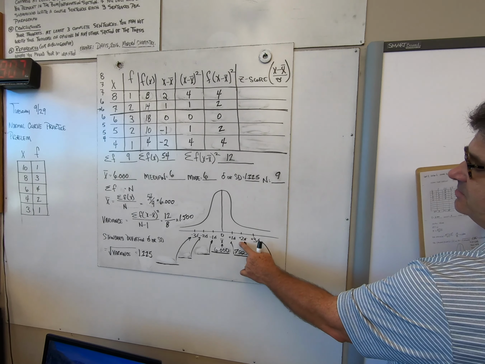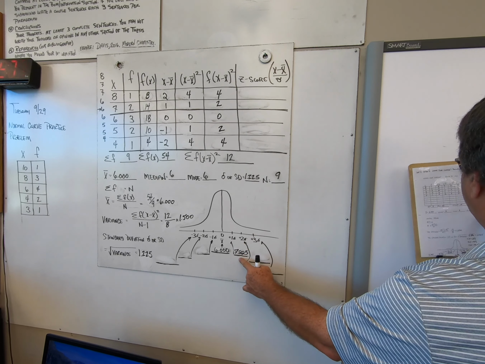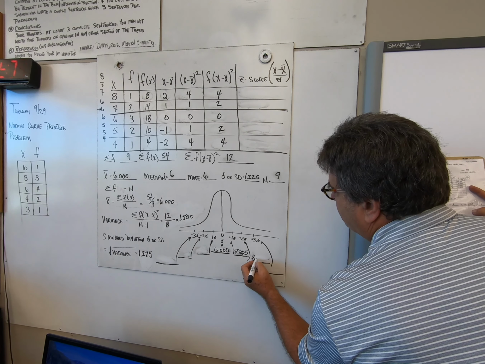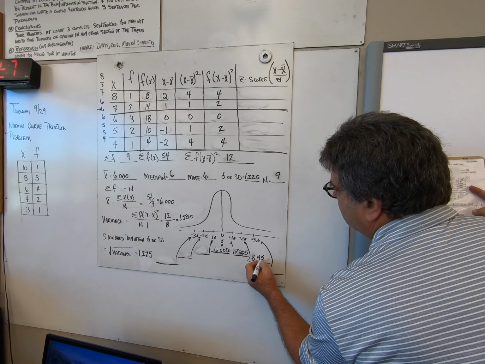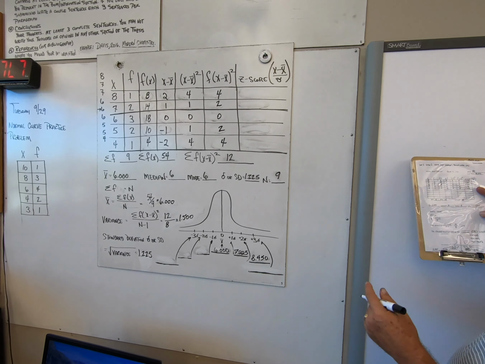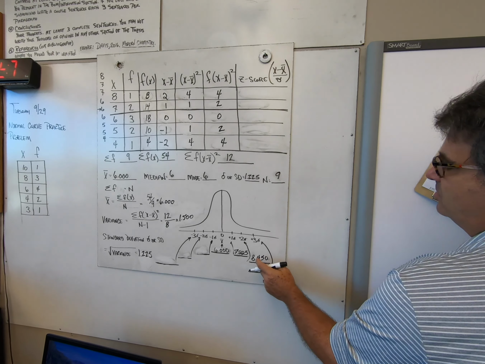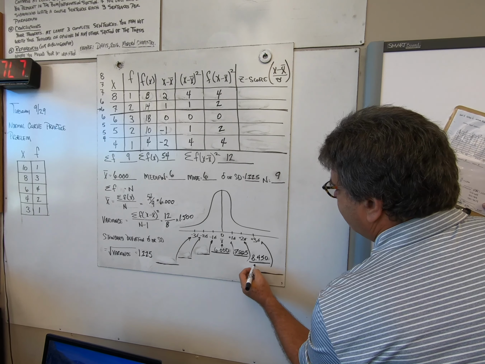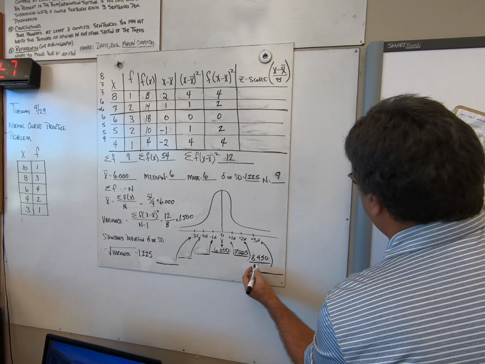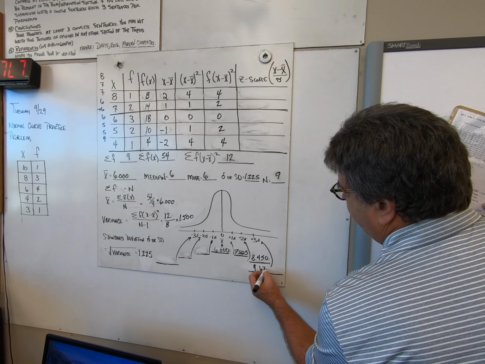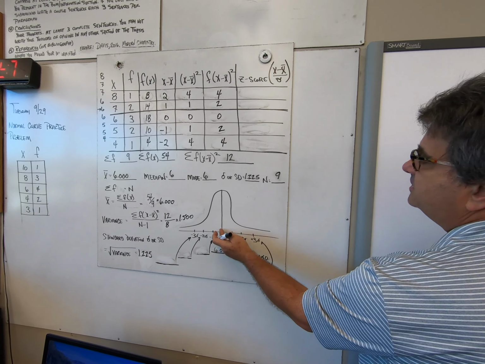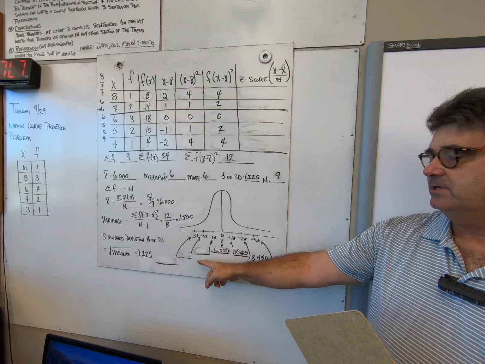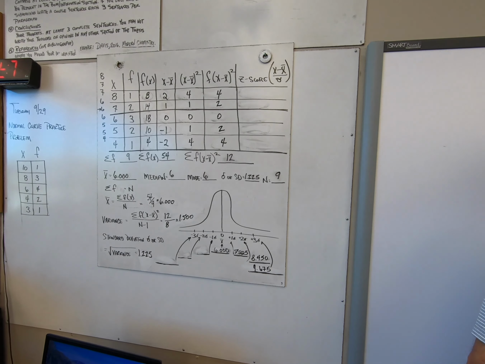To get 2 standard deviations above, I have to add another one. When I add another one, I get 8.450. And then when I add one more, I take this number, add another one to it. It is 9.675. And these are above the mean. Okay? How would I get the ones below the mean?